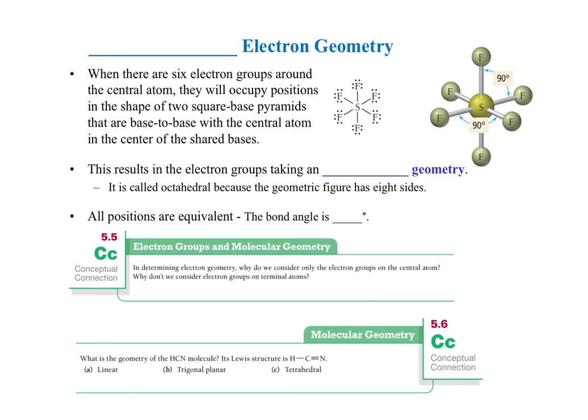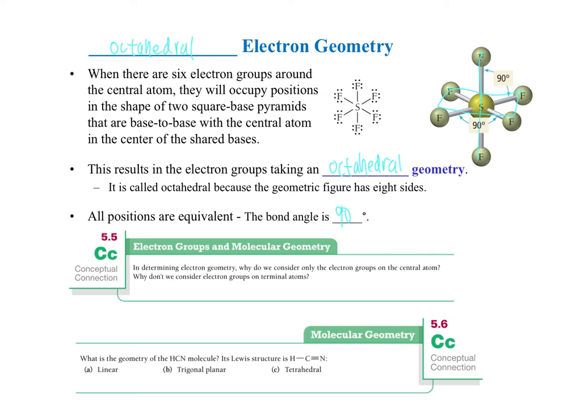The last electronic geometry we're going to learn about is octahedral. And this is when there are 6 electron groups along the central atom. In this case, we have like a square base, and one up top and one down below. And these are completely symmetric with 90 degrees between any bond angle. So when we have 6 things, that is octahedral.